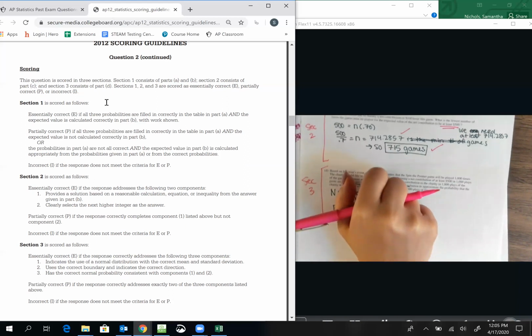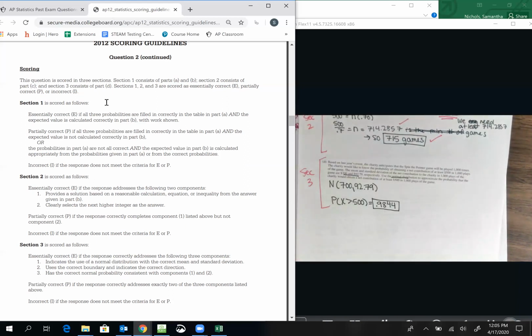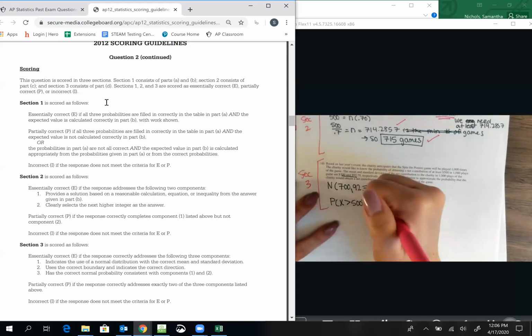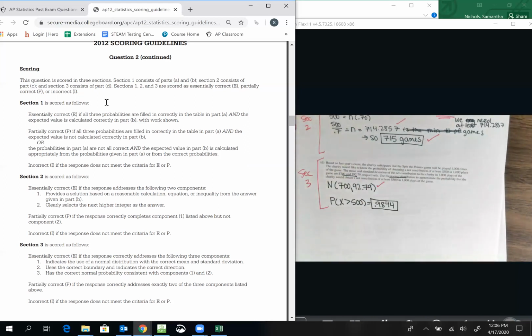For section 3, you need the following components. Indicate the use of a normal distribution with the correct mean and standard deviation. It's right here. Uses the correct boundary and indicates the correct direction. That's what this does. And this is a newer scoring guideline from the question we looked at earlier. So this is what they typically look like now.